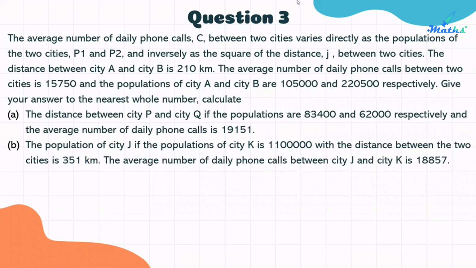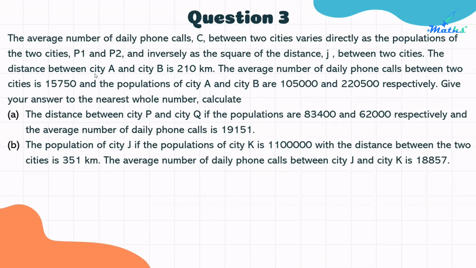2.25. Okay, let's continue our question 3, which is the last question for our combined variation. The average number of daily phone calls C between two cities varies directly as the population of the two cities P1 and P2 and inversely as the square of the distance J between two cities.